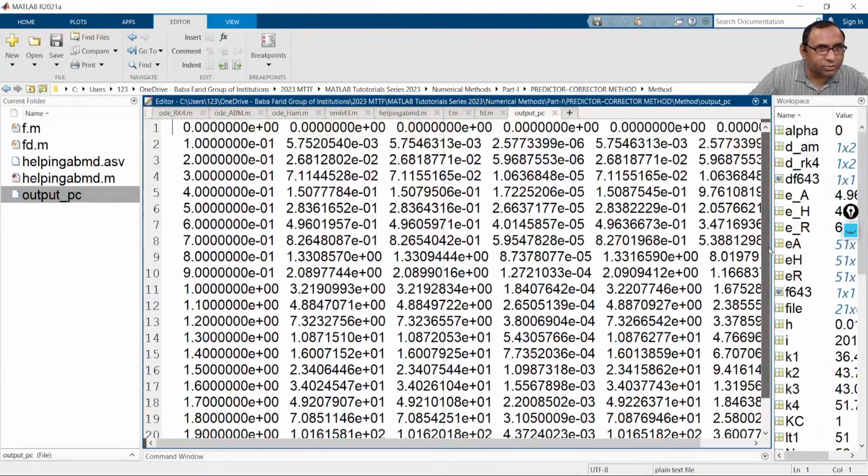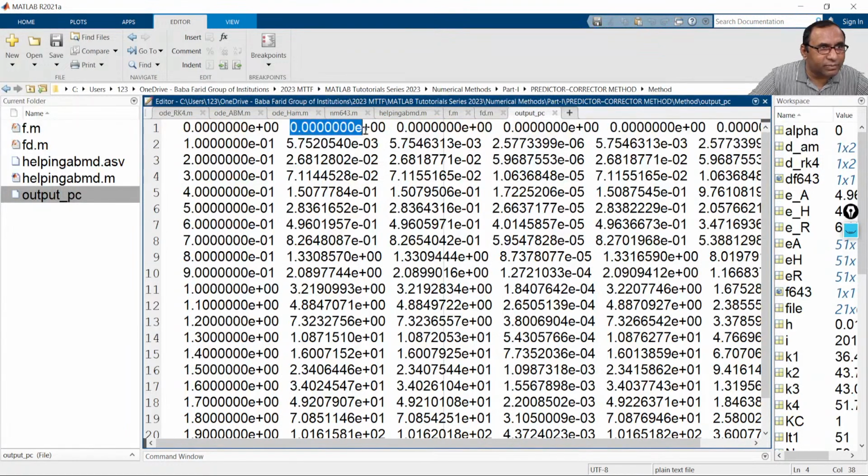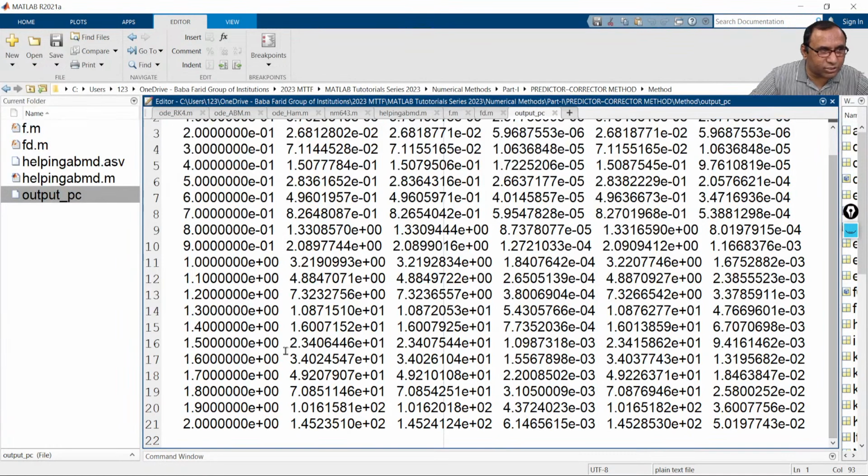Okay, so the first column is t, then we have y, this is the exact solution, this is the solution given by Runge-Kutta fourth order, then this is the absolute error, this is the solution given by Adams-Moulton, and the last column is the absolute error. Okay, so this is the way to find out the solution.